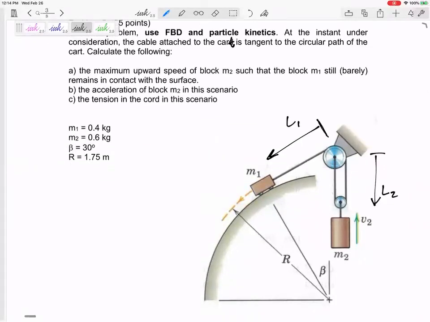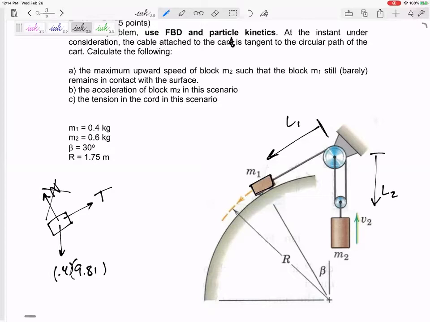So what would that free body diagram look like? If I'm looking at the free body diagram of M1, I've got the tension in that rope. I've got the weight, 0.4 times 9.81. I would draw the normal force of the ground pushing up, but if it's about to lose contact with the road, we're going to set that N equal to 0. So I think those are the only forces. Pretty easy free body diagram.